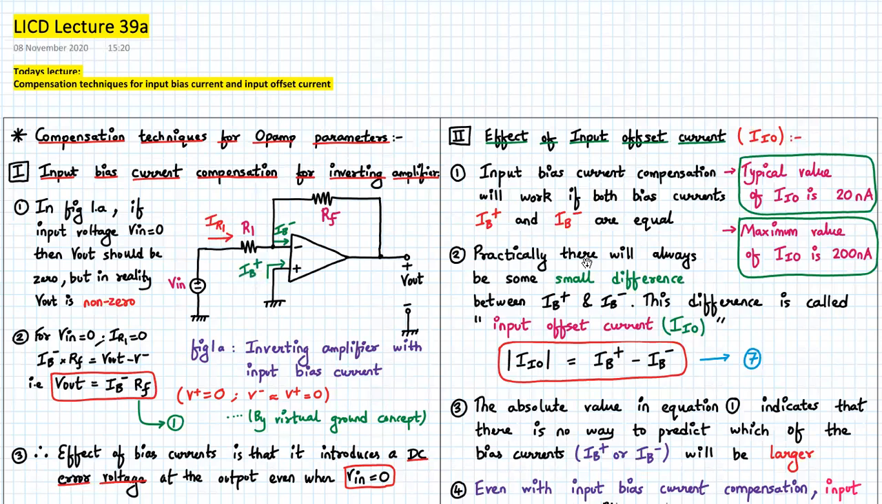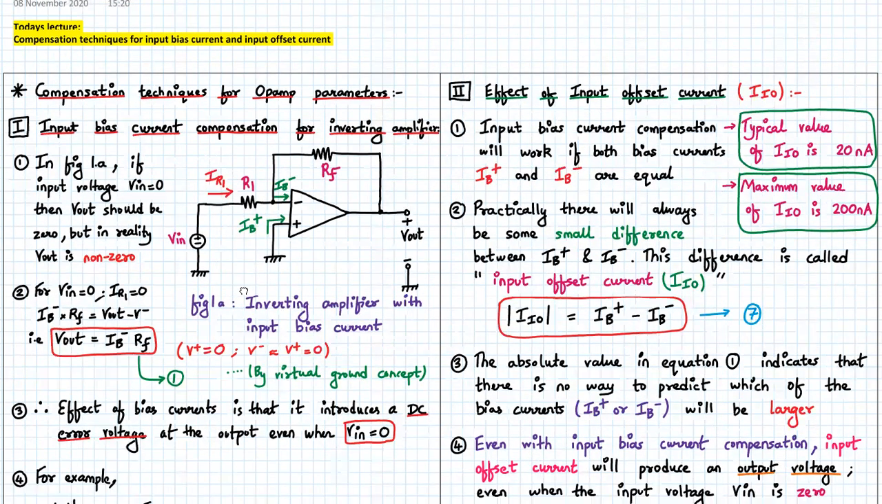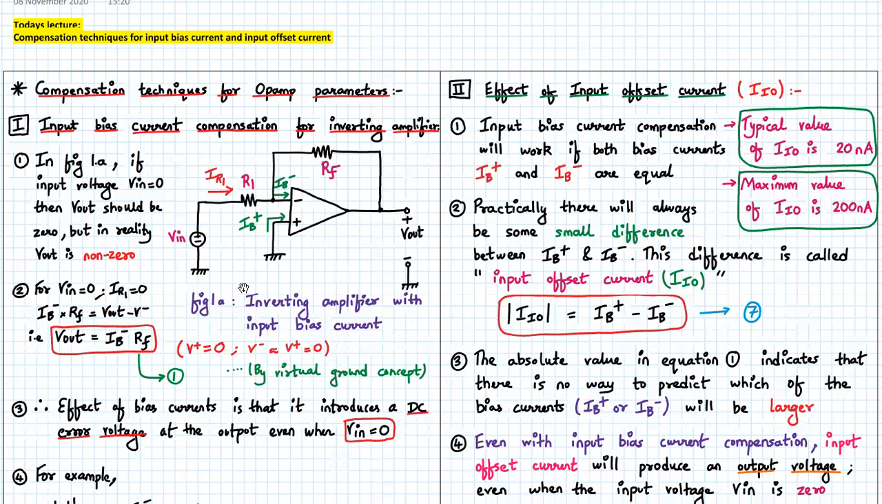And the input bias current compensation for the inverting amplifier. So let us begin with this topic. The circuit in figure 1.A is my inverting amplifier with the input bias current. So here if Vin is equal to 0, Vout should be 0. But in reality, it is not.